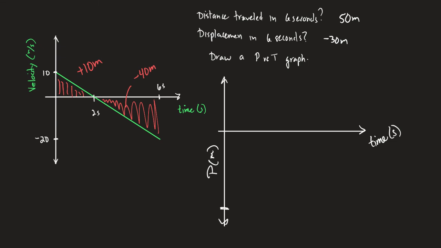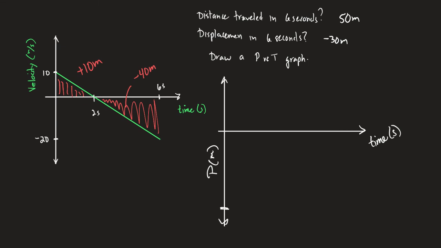If you want the displacement, add the numbers together, but keep the signs. That'll give you the displacement. Or use the trapezoid formula. That would have worked here. 1/2 sum of the bases times the height. 10 plus negative 20 times 6 times 1/2.